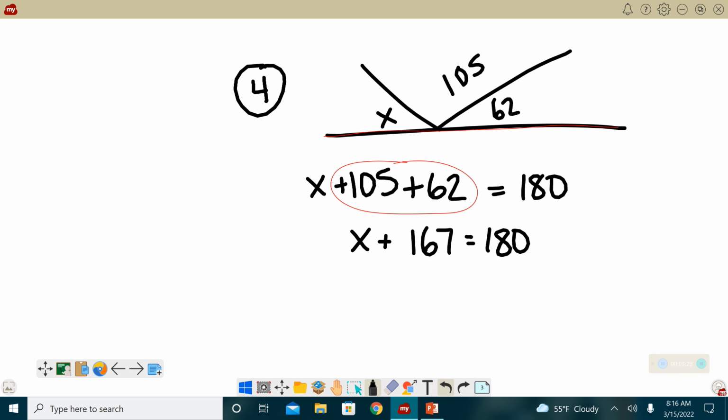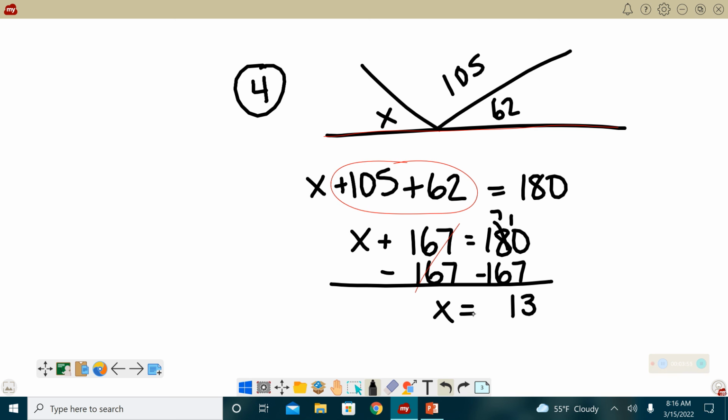To get rid of that 167, so we just have the variable over here, we subtract. And those add to 0. We have to keep our equation balanced by doing the same thing to both sides. And we can borrow the 1, borrow 1. 10 minus 7 is 3. This one changes to a 7. 7 minus 6 is a 1. And 1 minus 1 is 0, which means x has to be 13 degrees.